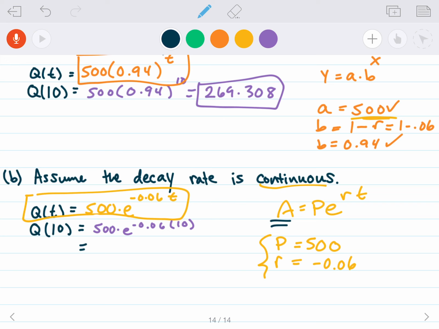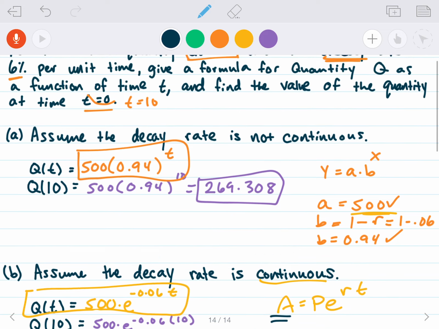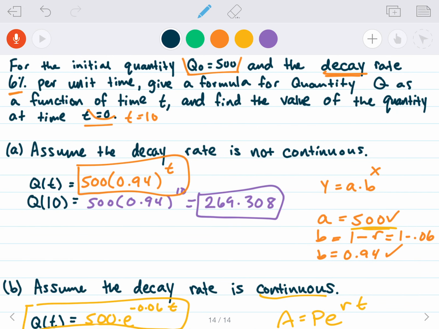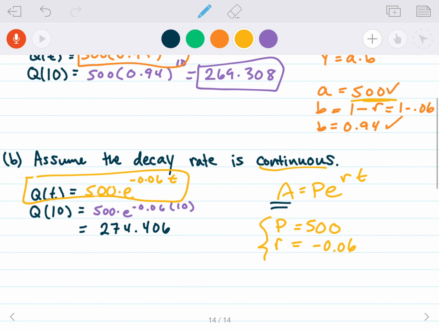Okay. All right, so I am getting 274.406. And maybe it would be good to use units here. Well, I guess they didn't use units in the problem, so we don't need to. That's fine. But anyway, this is our answer.